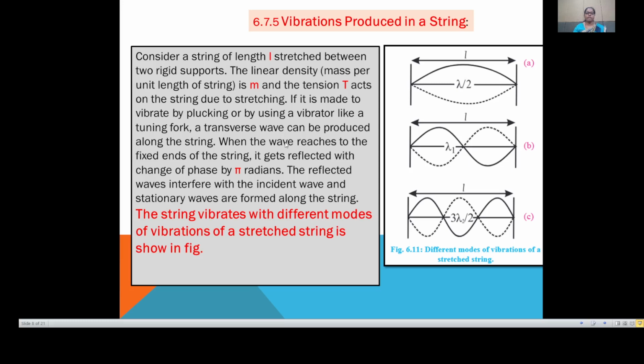When the wave reaches the fixed end of the string, it gets reflected with a change of phase by pi radian. The reflected wave interferes with the incident wave, and stationary waves are formed along the string. The string vibrates with different modes of vibration, as shown in the figure.